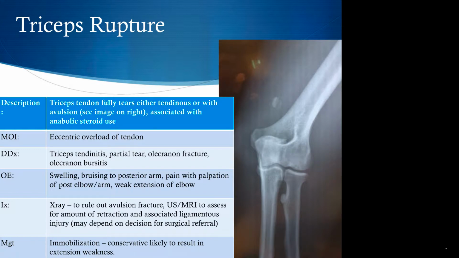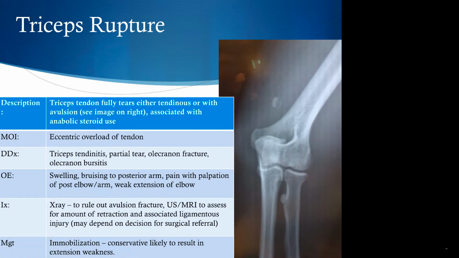Imaging, once again, we want to do an X-ray to take a look at the fracture, and an ultrasound or MRI to assess for the amount of retraction of that fragment, if present, and also any associated injury, for example, acute dislocation or subluxation, which after reduction may demonstrate some ligamentous injuries. Management would include mobilization initially, with as much extension as the patient can comfortably tolerate, and referral for an orthopedic surgical opinion for surgical repair.